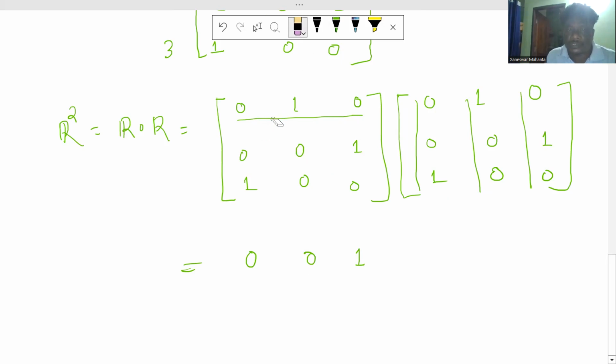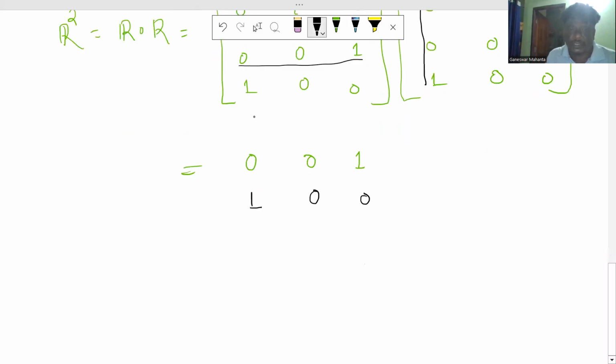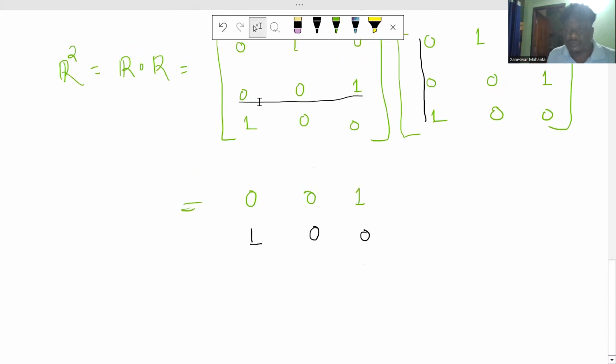After that, we multiply the other terms. Second row multiplied with the first column: 0 into 0, 0 into 0, 1 into 1, that is 1. Second row with the second column: 0 into 1, 0 into 0, 1 into 0, that is 0. Second row with the third column: 0 into 0, 0 into 1, 1 into 0, that is also 0. So the second row is complete.